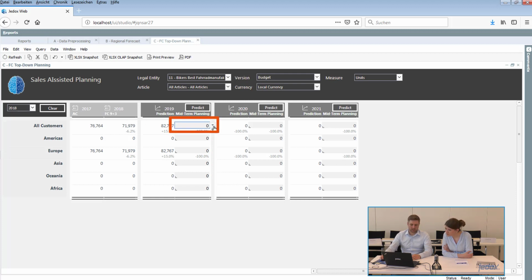So we can take this prediction and increase it a little bit because we're optimistic. Yeah, I want to have more here. And we can also predict for 2020 if you like. But normally the further future is predicted not so well.